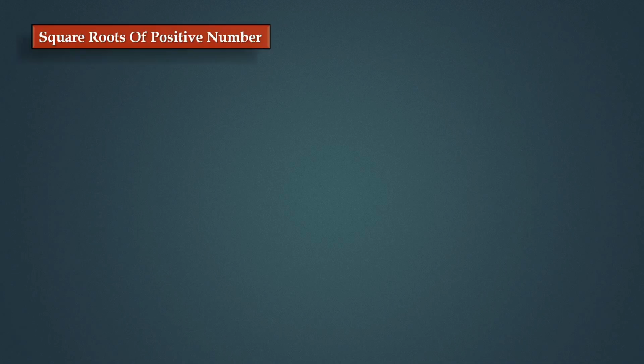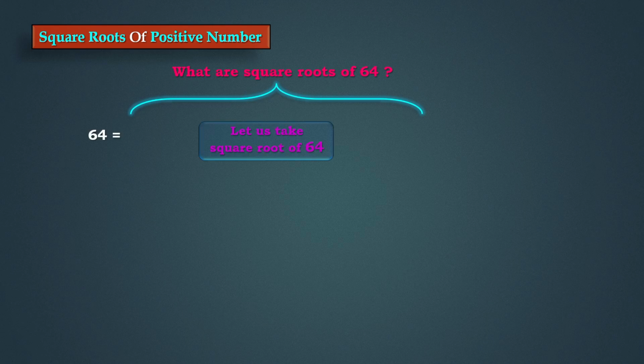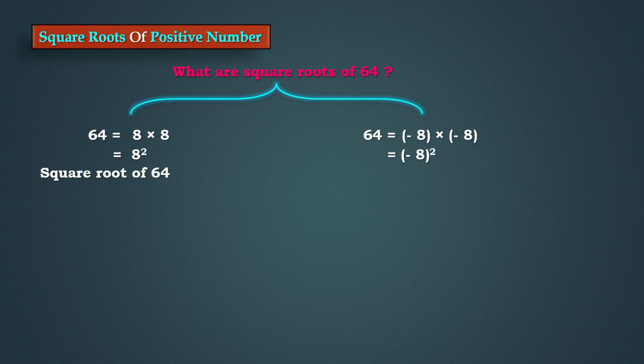Now let us understand square roots of positive numbers. Let us take an example. What are the square roots of 64? We know that 8 multiplied by 8 gives 64. Also, minus 8 multiplied by minus 8 also gives 64. So, the square roots of 64 are 8 and minus 8. This means every positive number has two square roots. One is positive and the other is negative.